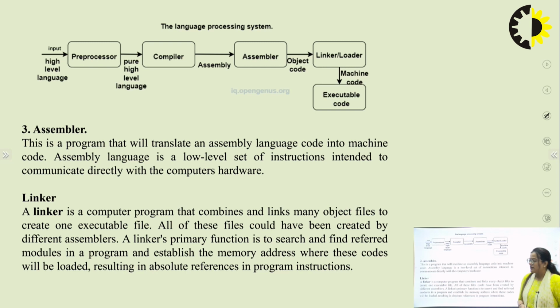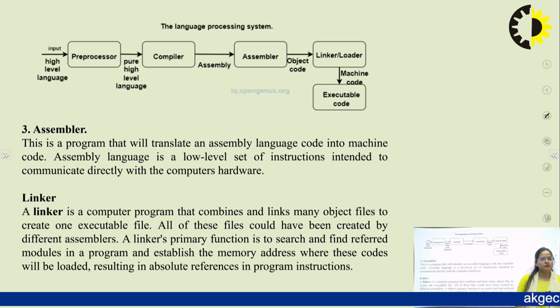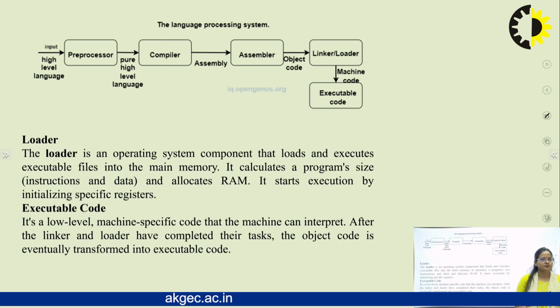Next is linker. Linker is a computer program that combines and links many object files to create one executable file. All of these files could have been created by different assemblers. A linker's primary function is to search and find referred modules in a program and establish the memory address where this code will be loaded, resulting in absolute references in program instructions.